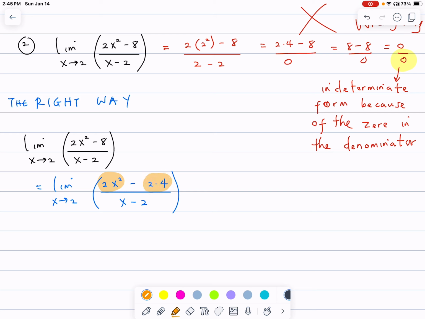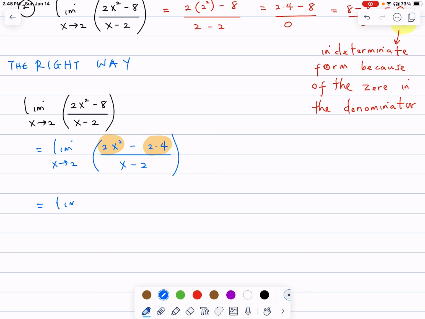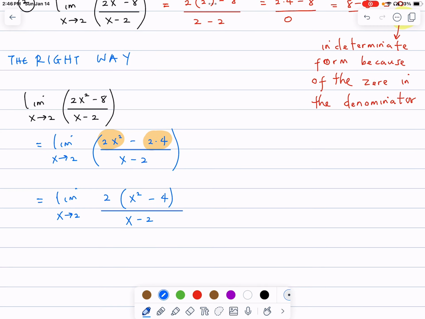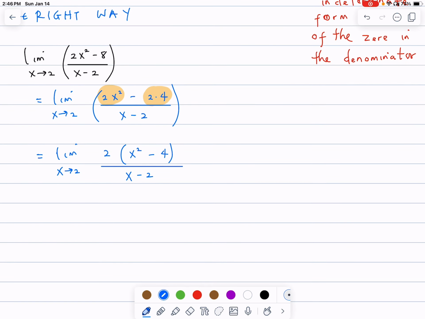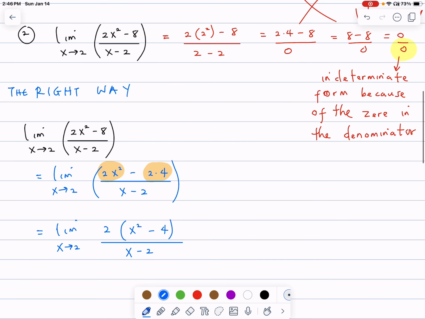So I have limit as x approaches 2. Factor out the 2, and then I'll be left with x squared minus 4, then I have over x minus 2, right? So I'll be left with that. And now if I plug in 2, I'm still going to get 0 in the denominator. So my goal here is I'm trying to get rid of the denominator so that I don't get 0 in the denominator. So how can I achieve that?